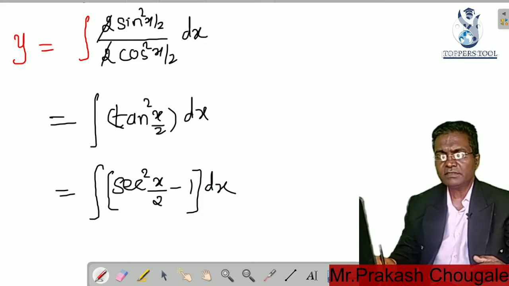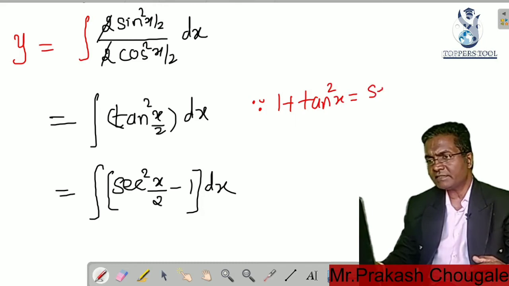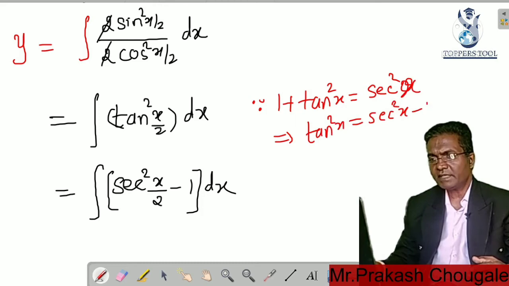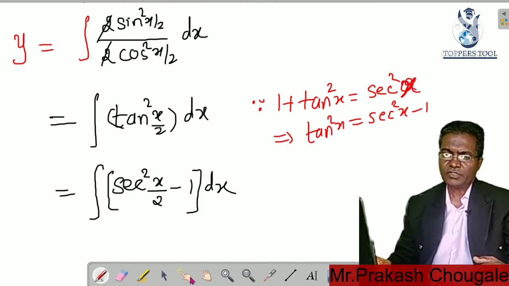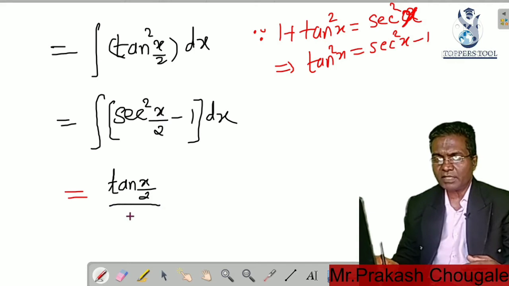Okay, because here trigonometry is important, because 1 plus tan square theta is secant square theta. So tan square x by 2 you can write as sec square x by 2 minus 1. Okay, so this is equals to, now we can integrate. Sec square is the derivative of tan, so it is tan x by 2 and whole divided by the coefficient of x, that is 1 by 2, minus integration of 1 with respect to x is x, plus c.